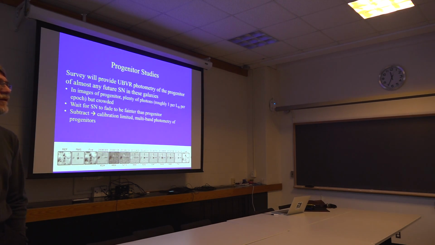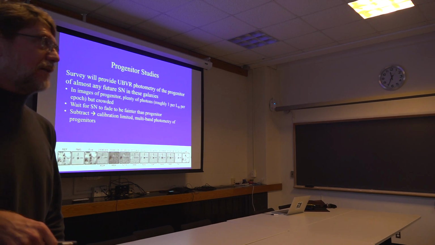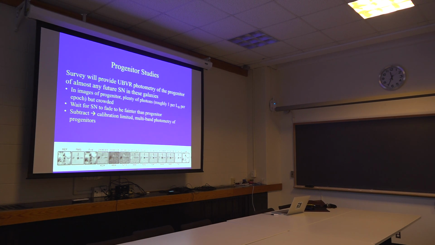So you can do some other things with this data. In particular, you can look at progenitors. And so again, this is 11dh. One thing you can get, if you can wait long enough for the supernova to fade, is very good photometry of the progenitors. As I said earlier, there are very few progenitors which have good photometry. In theory, once the supernova fades, through the magic of difference imaging, we have UBVR photometry of these stars, which is more bands than exist for almost any supernova progenitor.